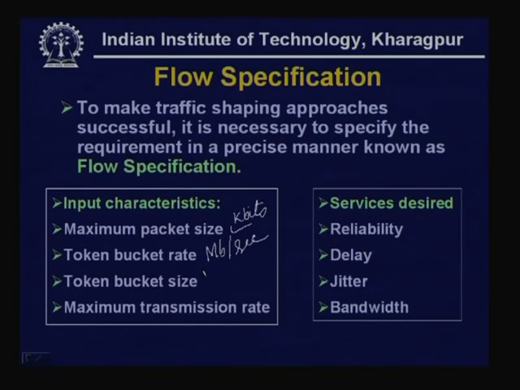Token bucket rate, the maximum rate at which the packets can be sent. Then token bucket size, it can be megabit or megabyte or gigabyte, and the maximum transmission rate that can be done. So these are the 4 input characteristics to be specified.